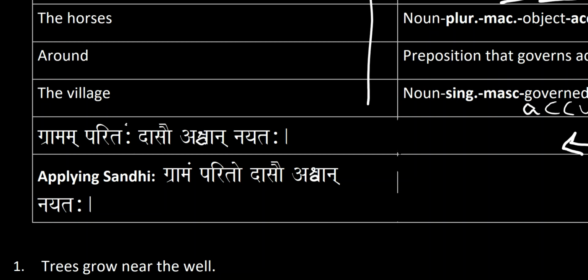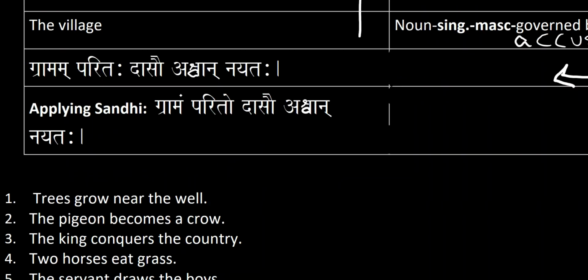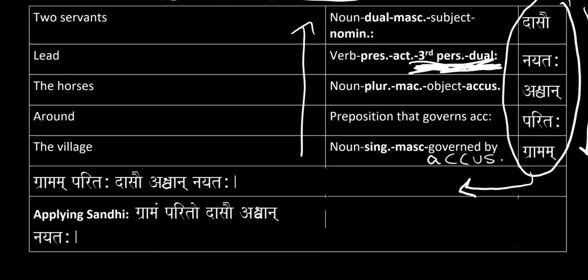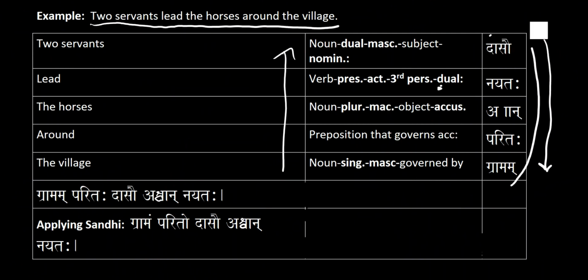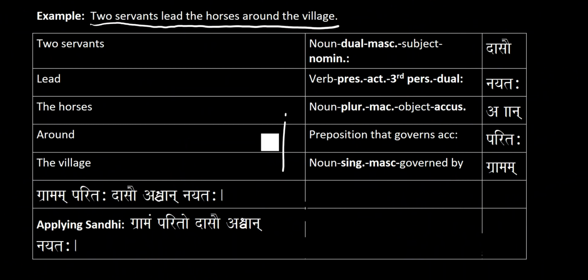The visarga in paritaha had to change into parito because it was preceded by an a and followed by a soft consonant. The gramam had to change into an anuswar. And I think everything else was good. Ashwan nayataha. Yes, everything else was good. So this is the format that I would like to have our table in. Let me erase that for you so you can see it nice and clear. And this is the format.